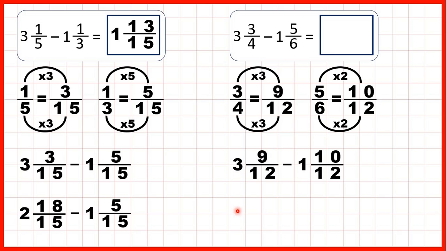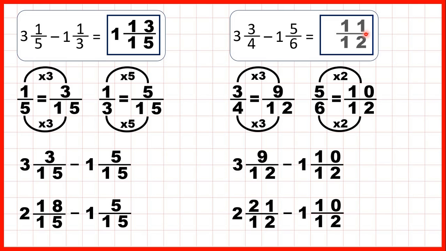So 1 less than 3 is 2, and that means we get 12 more 12ths, so we can add the denominator to the numerator, and 12 plus 9 is 21, the denominator stays the same, so 2 and 21/12 is the same as 3 and 9/12, but now we can do the subtraction. 21/12 minus 10/12 is 11/12, and 2 minus 1 is 1, so our answer is 1 and 11/12.